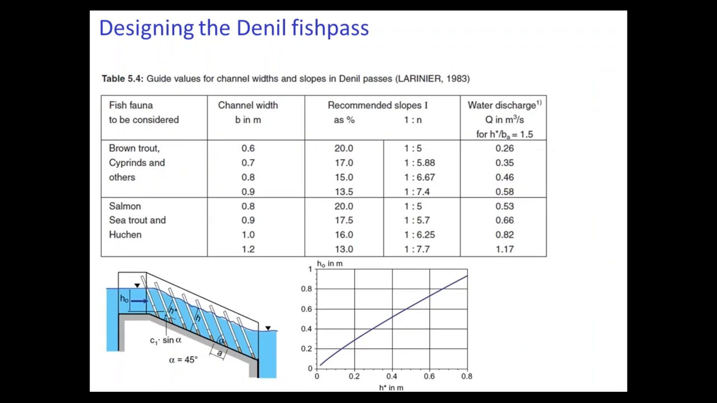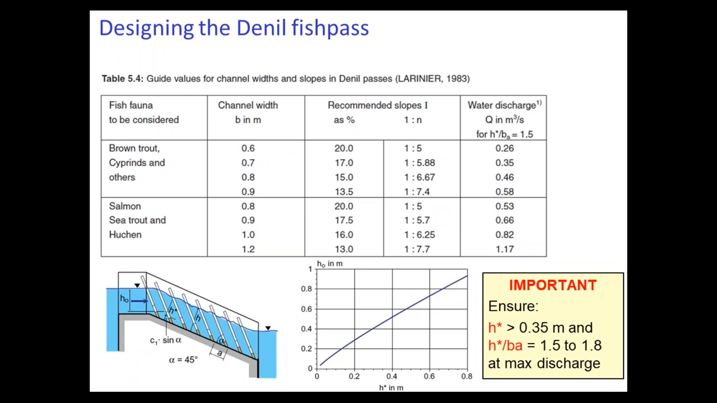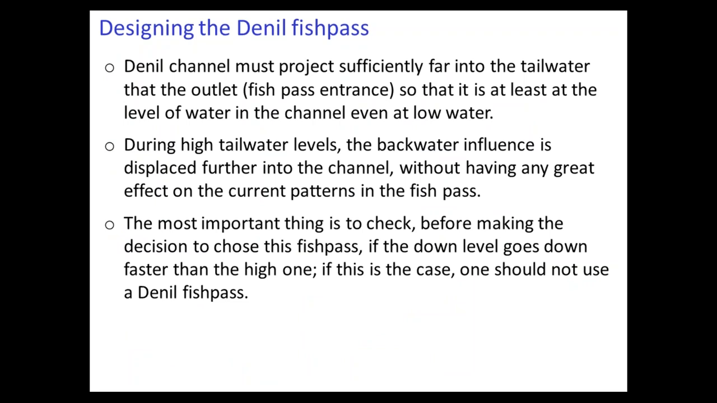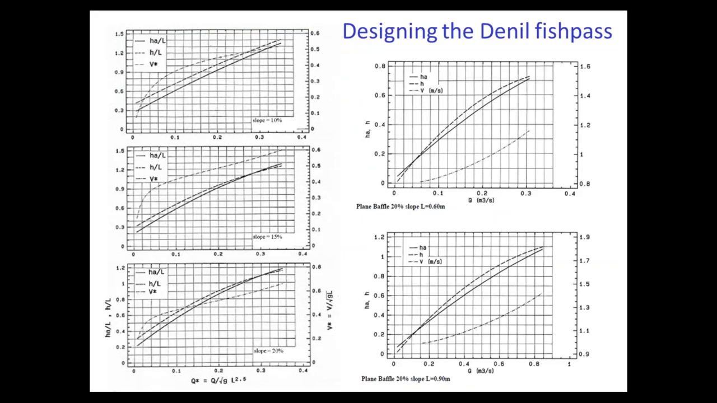I can't stop on the design, but we need to follow the same steps, and it's very important that the column of water is at least 35 centimeters over the vertex of the triangle of each baffle. As we don't have time, to finish, I will just explain that there are many charts to select the speed and the width of the channel, because the most important thing in the design is the width of the channel, and the other dimensions of the baffles will be taken from this width.